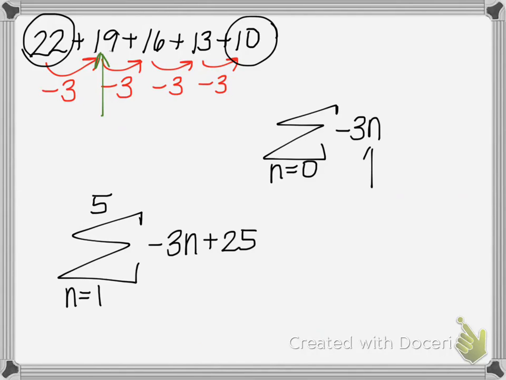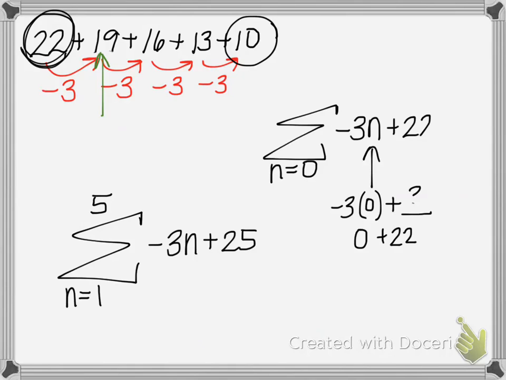And then think about what's happening. If you substitute in a 0 here, negative 3 times 0 will give us 0. But once again, we want 22 to be my first term. So you're thinking, what number do I need to add here so that I'll get 22? Well, 0 plus 22 would give me 22 for my first term. So negative 3n plus 22 would be my formula if I want to begin with n equals 0.